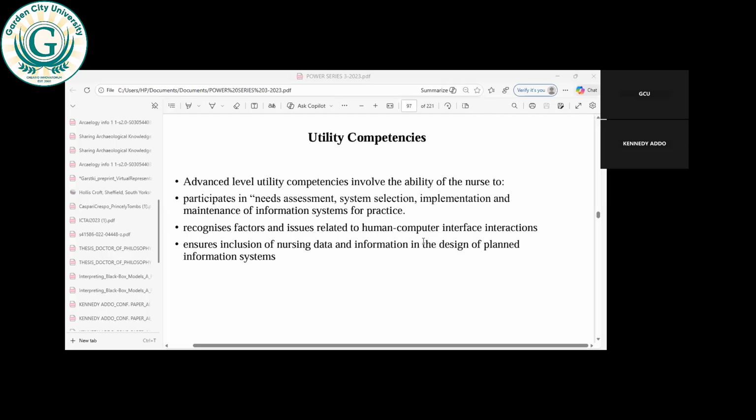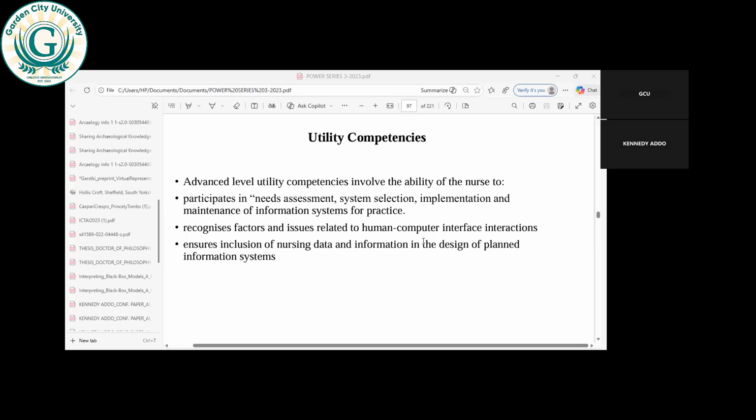Then you recognize factors and issues related to human-computer interface interactions. This is very important because you are looking at whether users will be at ease in using the system that you have introduced.